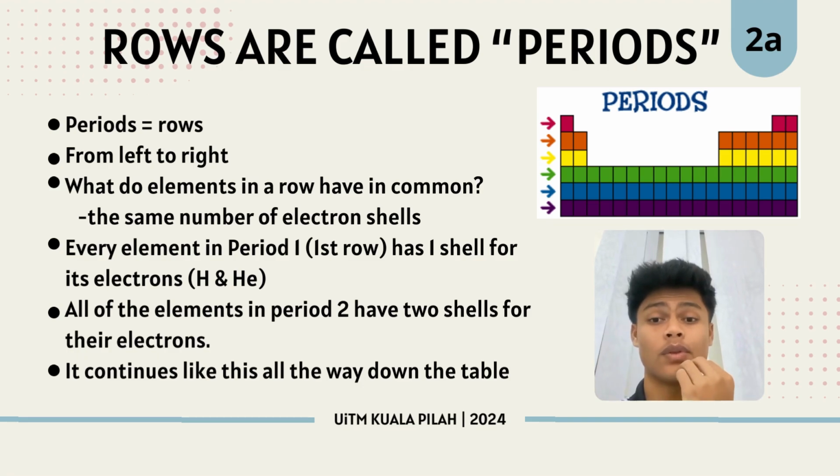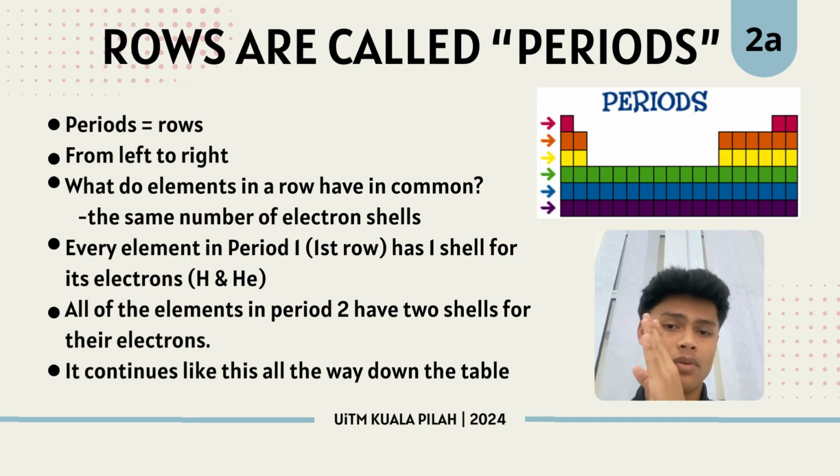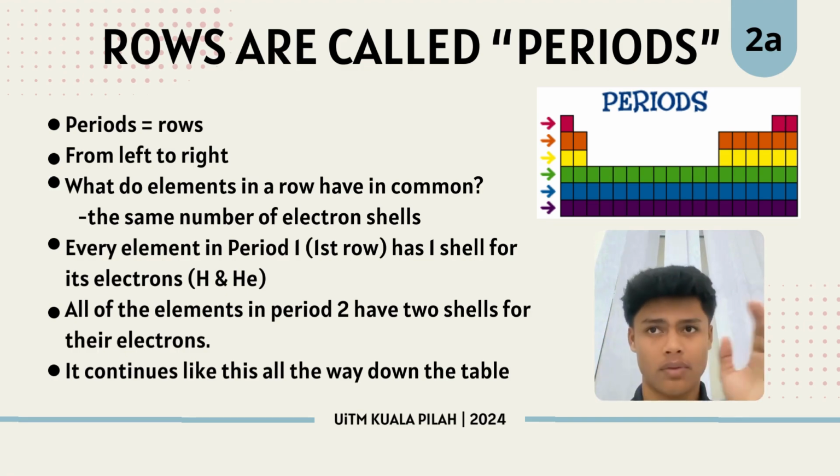Okay, we move to the next slide. As you can see in the picture, this is an example of the periodic table. As I said in the introduction, the rows are called periods in the periodic table. A period is arranged from left to right.